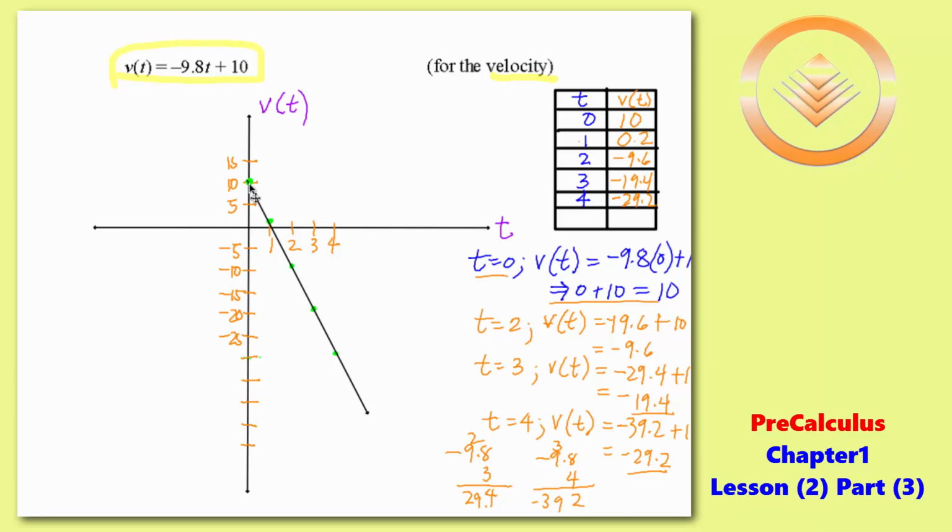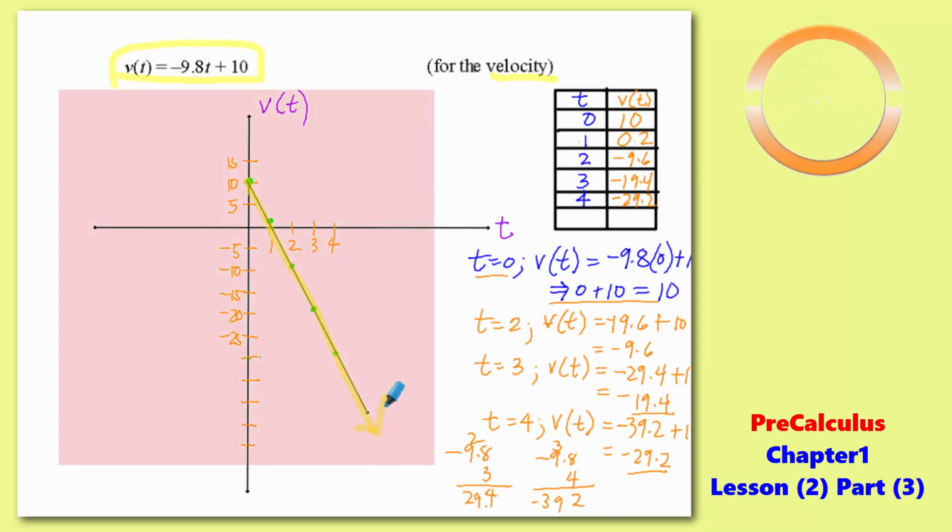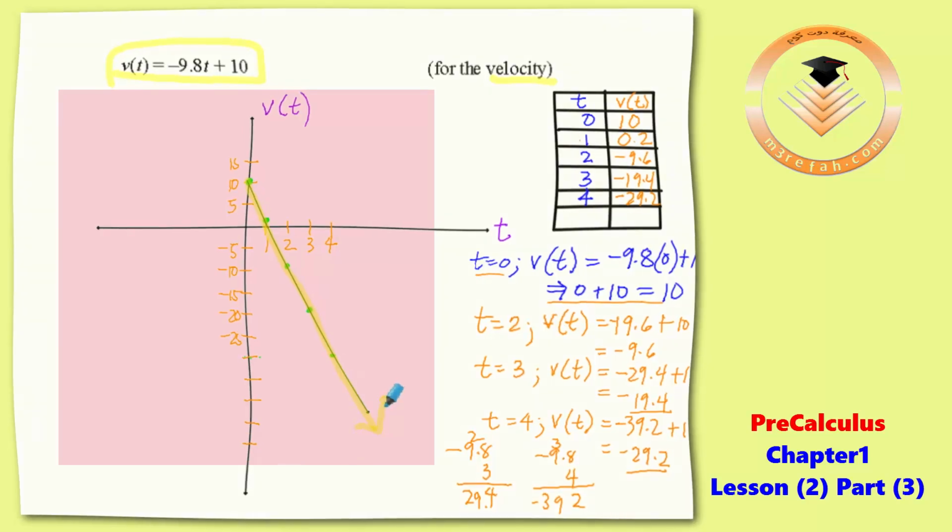So let us highlight this graph here, or this line here. It would go something like that. Okay, now this is the end of our lecture for the terminology of f of x, and thank you for listening and watching.